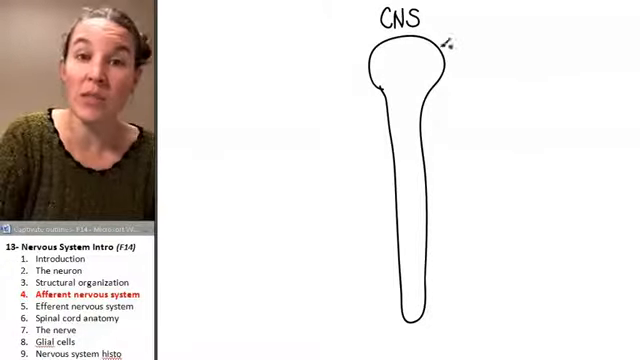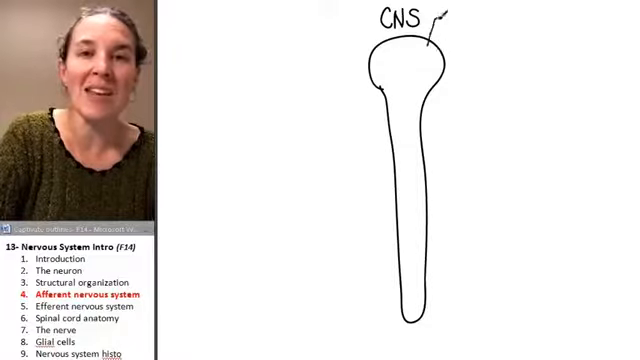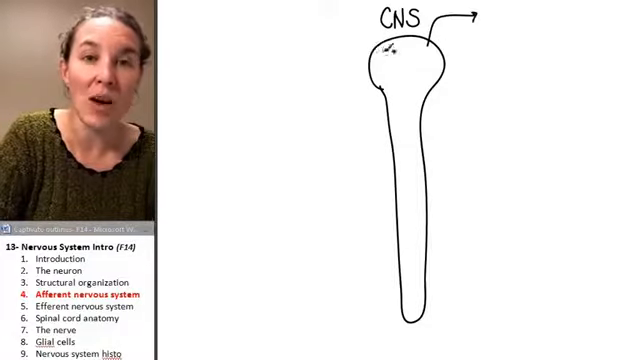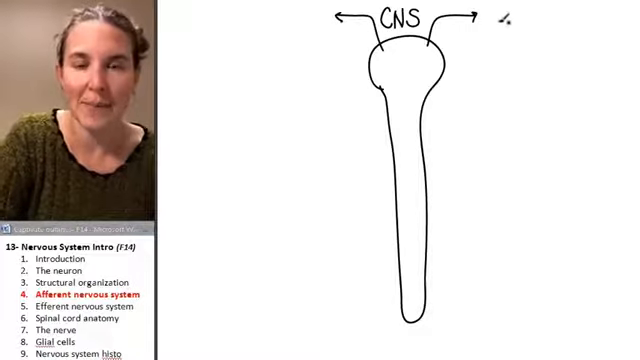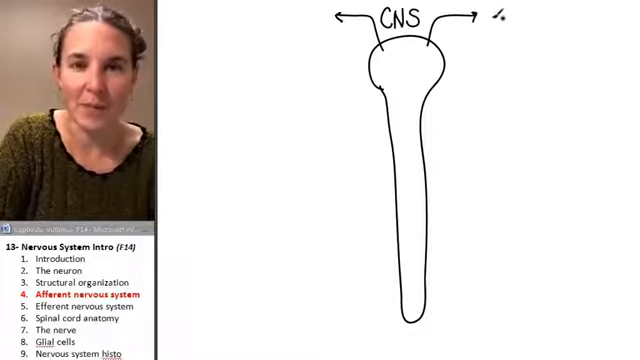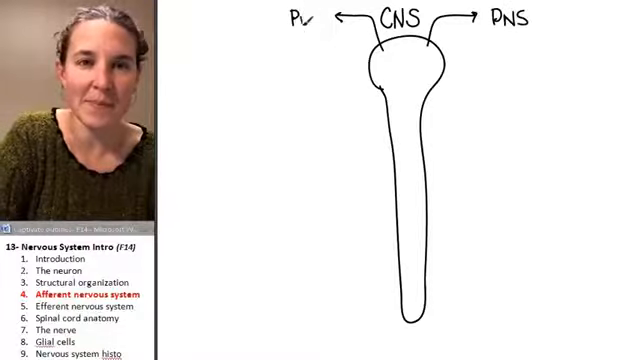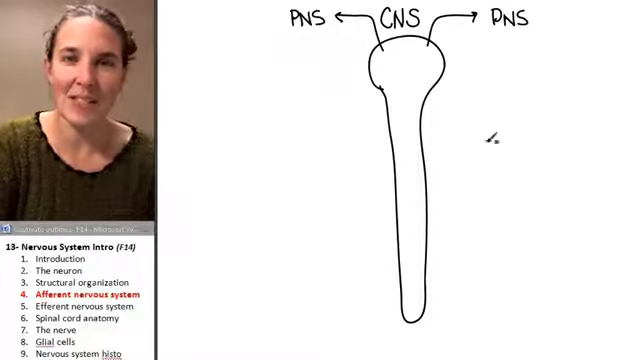The peripheral nervous system was anything that went out. Oh my gosh, that looks like a little butterfly. This is the peripheral nervous system. Look how disciplined I've become.